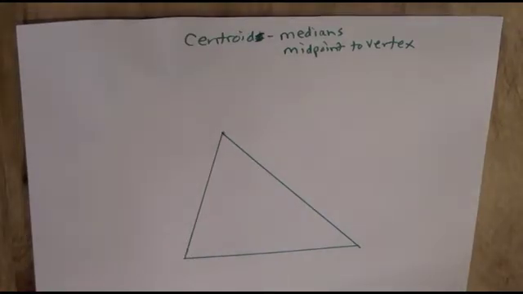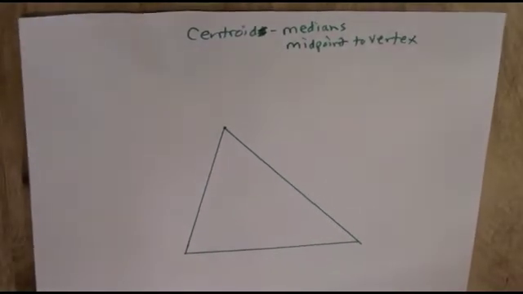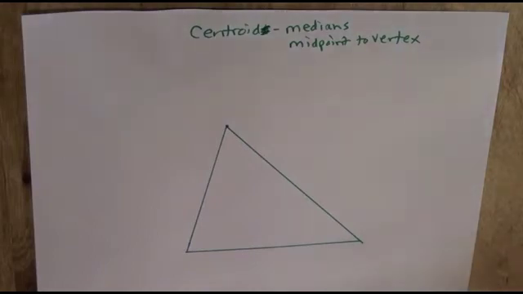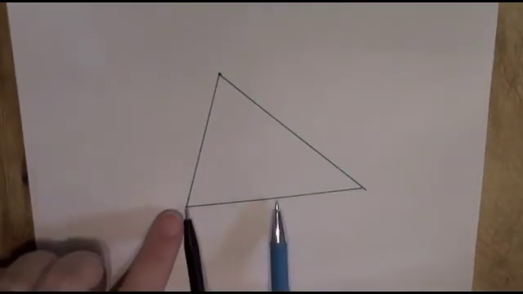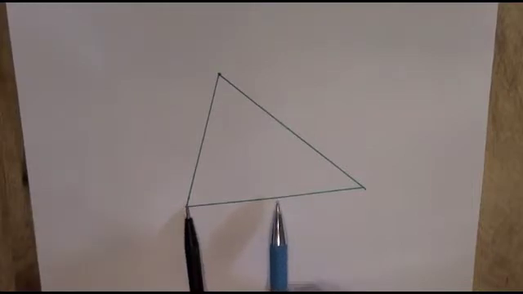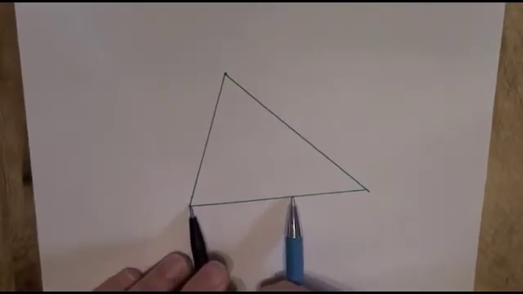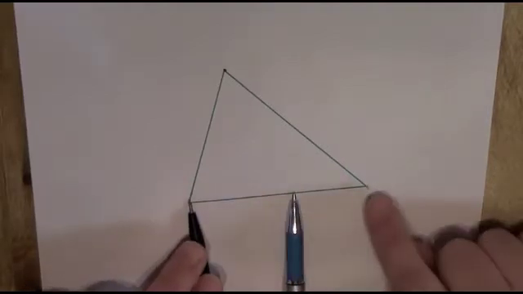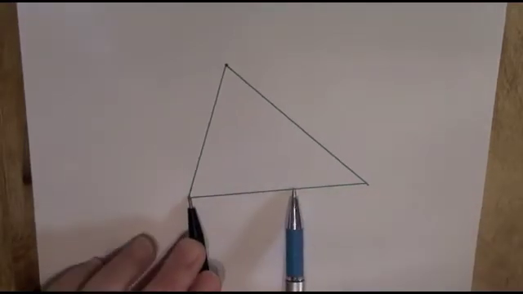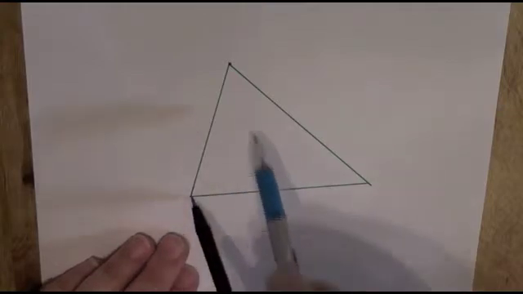So we need midpoints. A midpoint is created by a perpendicular bisector. So before we can create the midpoint, we need the perpendicular bisector. To create the perpendicular bisectors, take your compass, put the center on one vertex of your triangle. You need the distance, the radius of your compass, to be more than halfway to the other side, and you draw an arc.